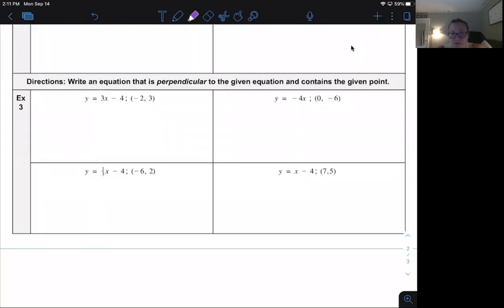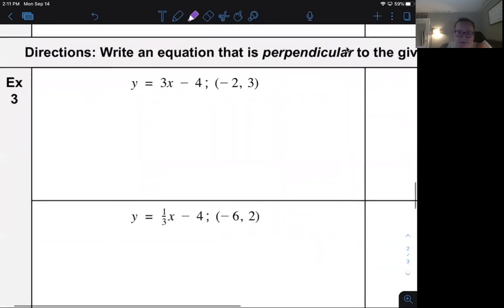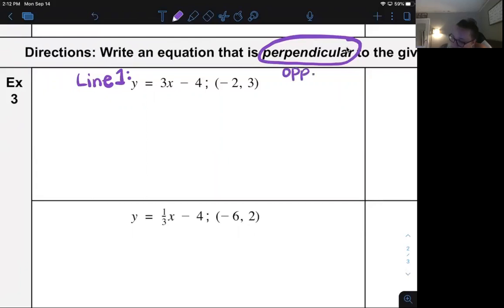For example 3, we're going to switch it up. We're going to do the same thing, but this time we want to write the equation of a line that's perpendicular to the given line and contains the given point. So we're going to start with y equals 3x minus 4 as our first line. And then the point that line 2 contains is negative 2, 3. This time the key word is perpendicular.